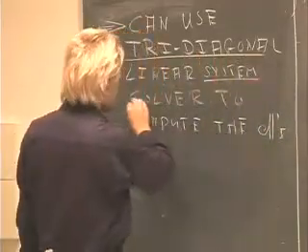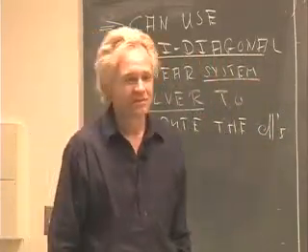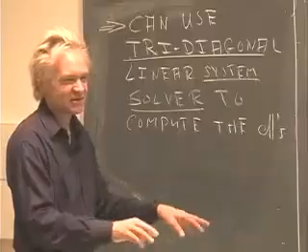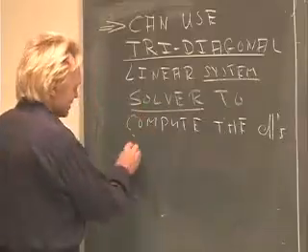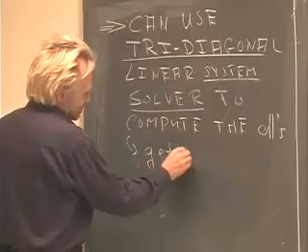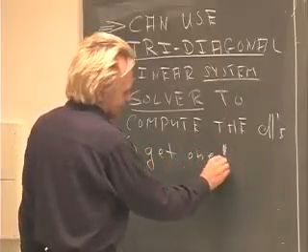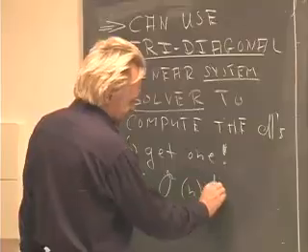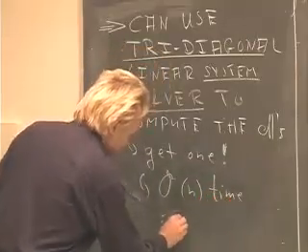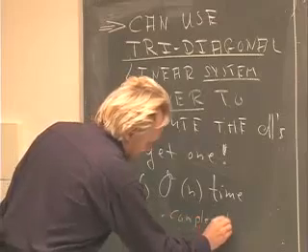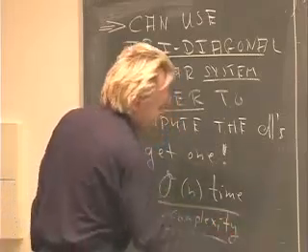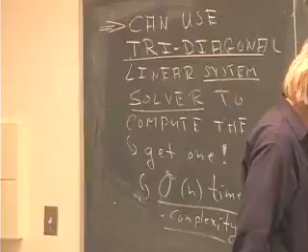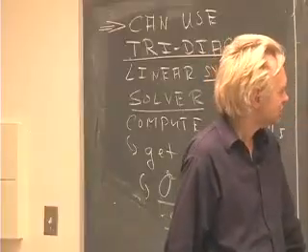a tridiagonal system solver. Where do you find such a thing? Probably on the web somewhere, right? Public domain software, tridiagonal system. You find it, right? Get one. Okay. Get one. And then you have wonderful order n time complexity for computing your Ds. What else?